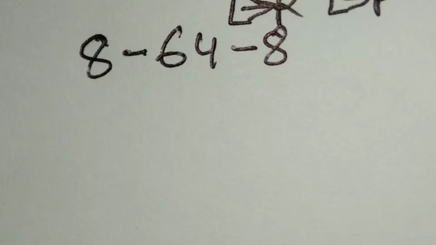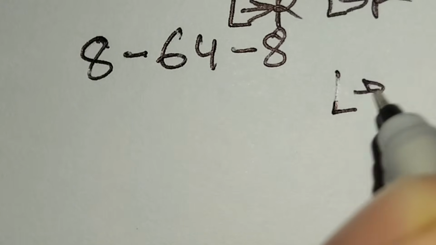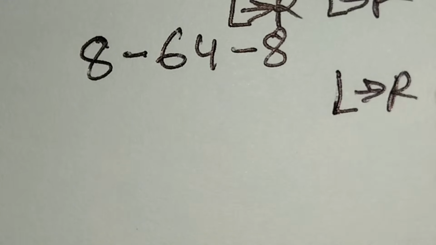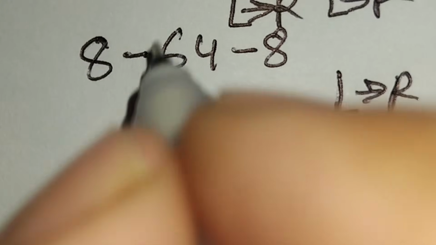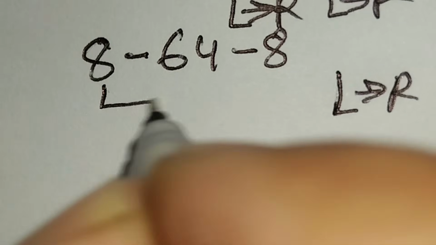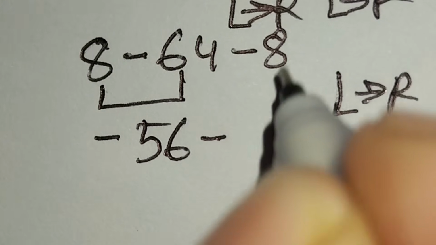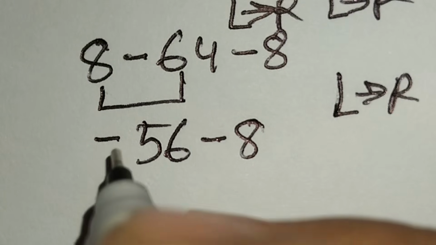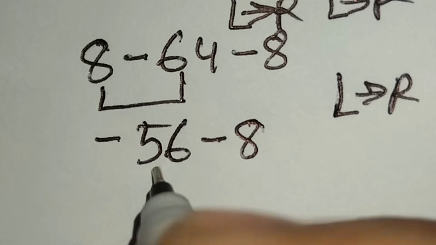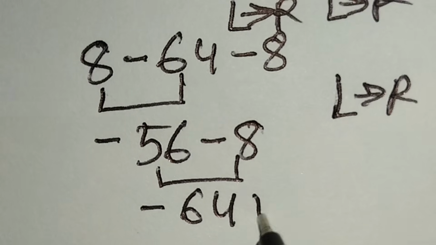According to order of operation, when we have more than one subtraction, then we have to work left to right. Therefore, at first we have to work with this subtraction, then this subtraction. Here 8 minus 64 gives us negative 56 minus this 8. Negative 56 minus 8 gives us negative 64, and this is correct answer.